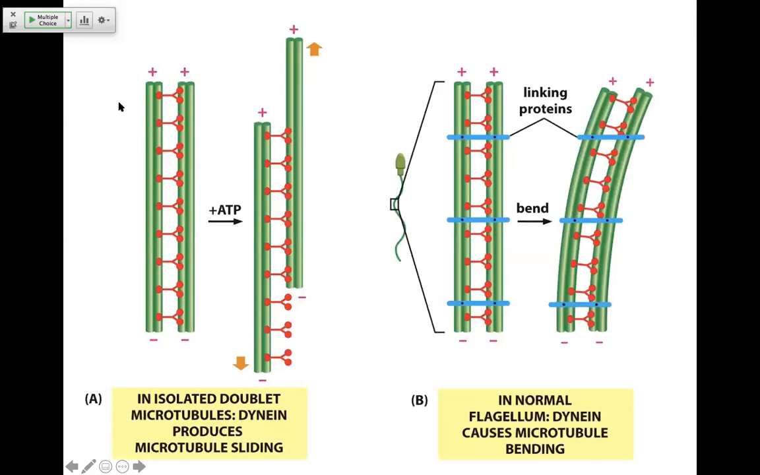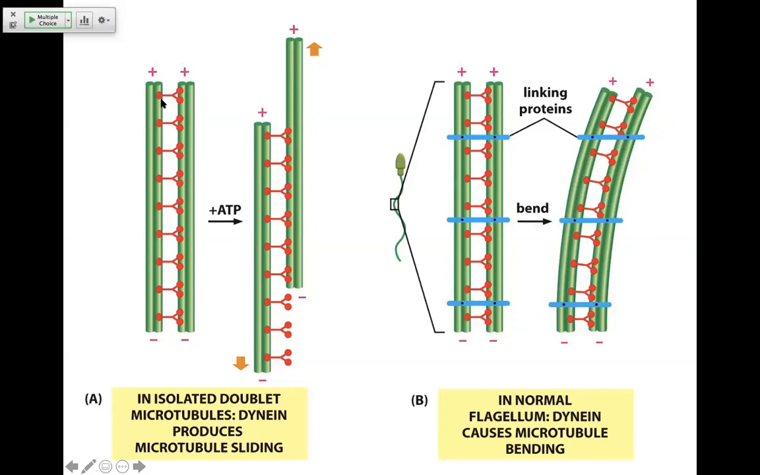Here we have isolated a collection of microtubules. So we have one doublet here on the left-hand side and another doublet on the right-hand side. Notice the orientation of our microtubules. Our plus end is up, our minus end is down. And the red is showing us our motor protein, our dynein.